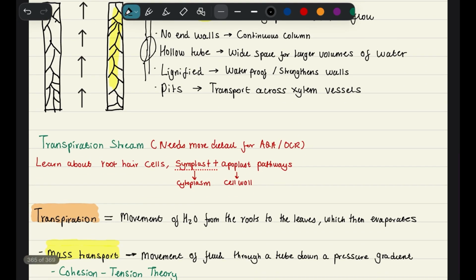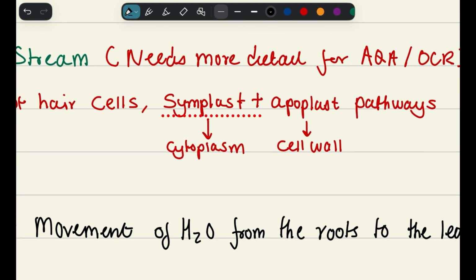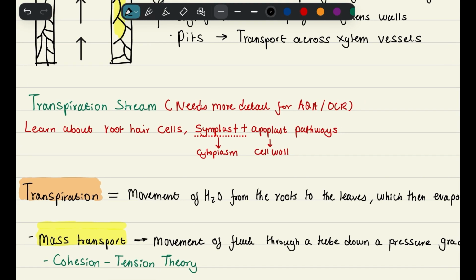Now, like we said, an important function of the xylem is the transpiration stream. And like I said in the intro, there are some bits that are less relevant for SNAB and bits that are more relevant for other exam boards. So if you're studying AQA or OCR, make sure that you learn about the structure and function of root hair cells, and you also need to know about the apoplast and the symplast pathways for transpiration. When you say symplast, we mean it's traveling through the cytoplasm. When you say apoplast, it means it's traveling through the cell walls. However, you should look that up because that is more important for your exam board than SNAB.